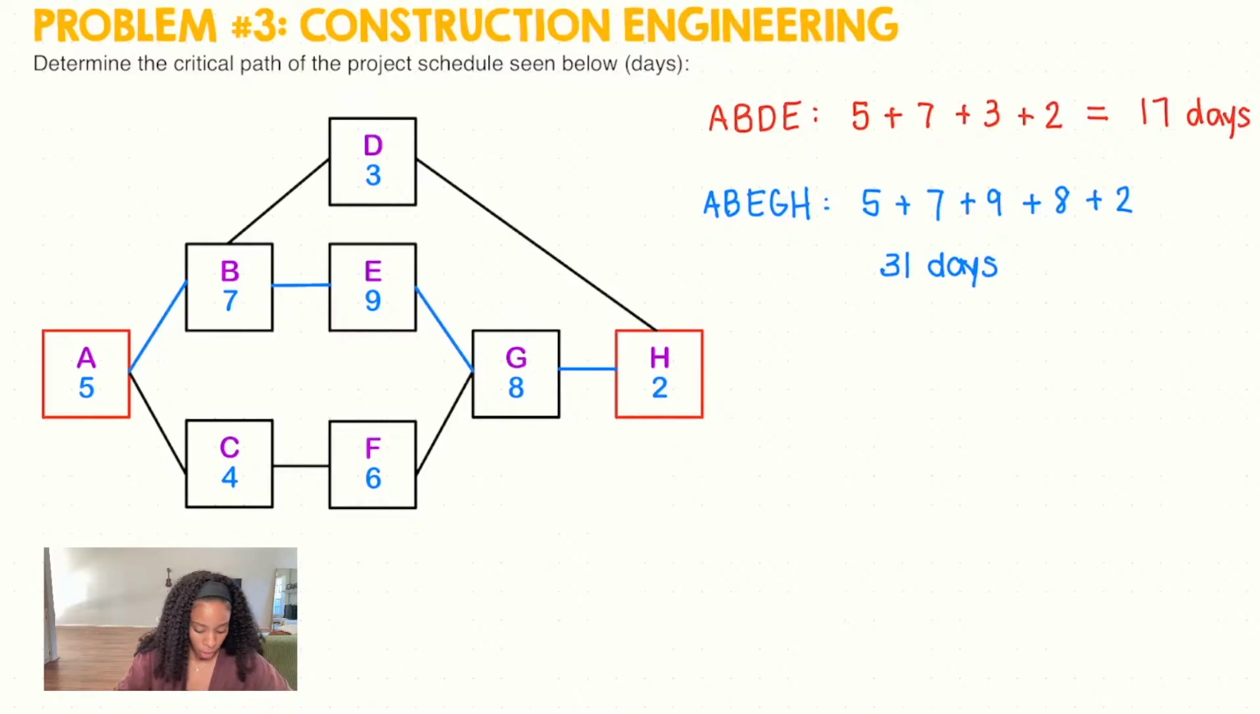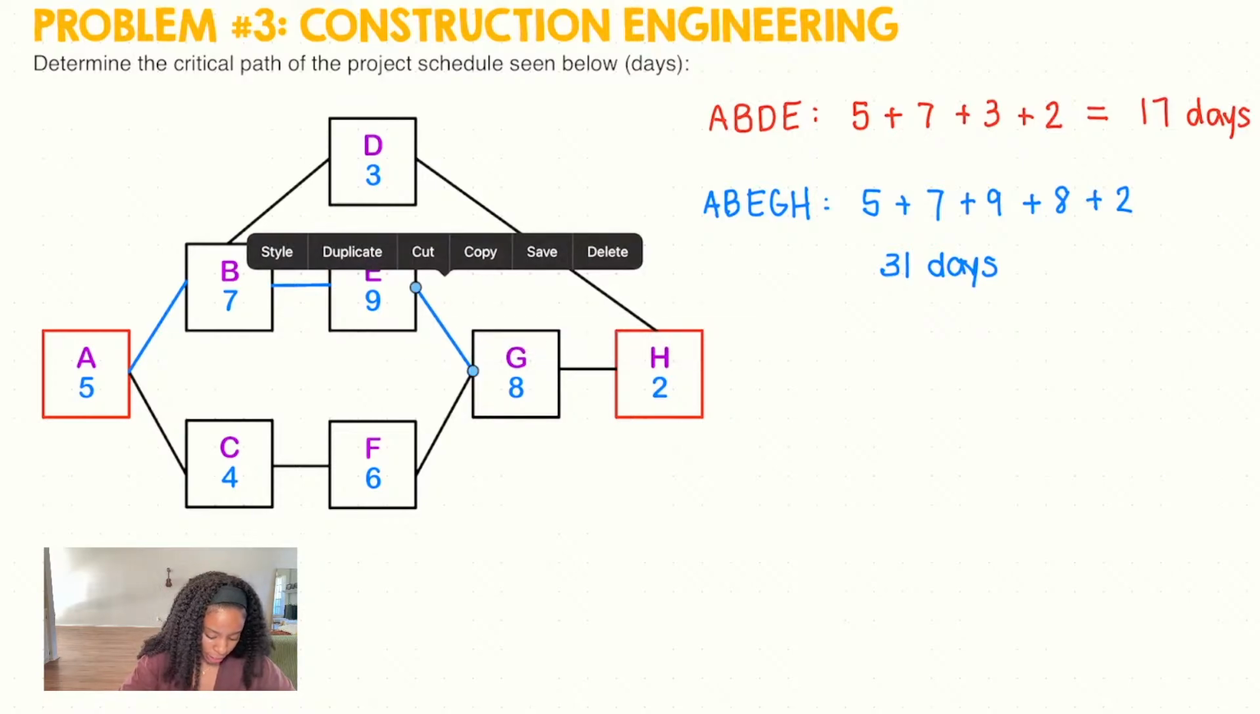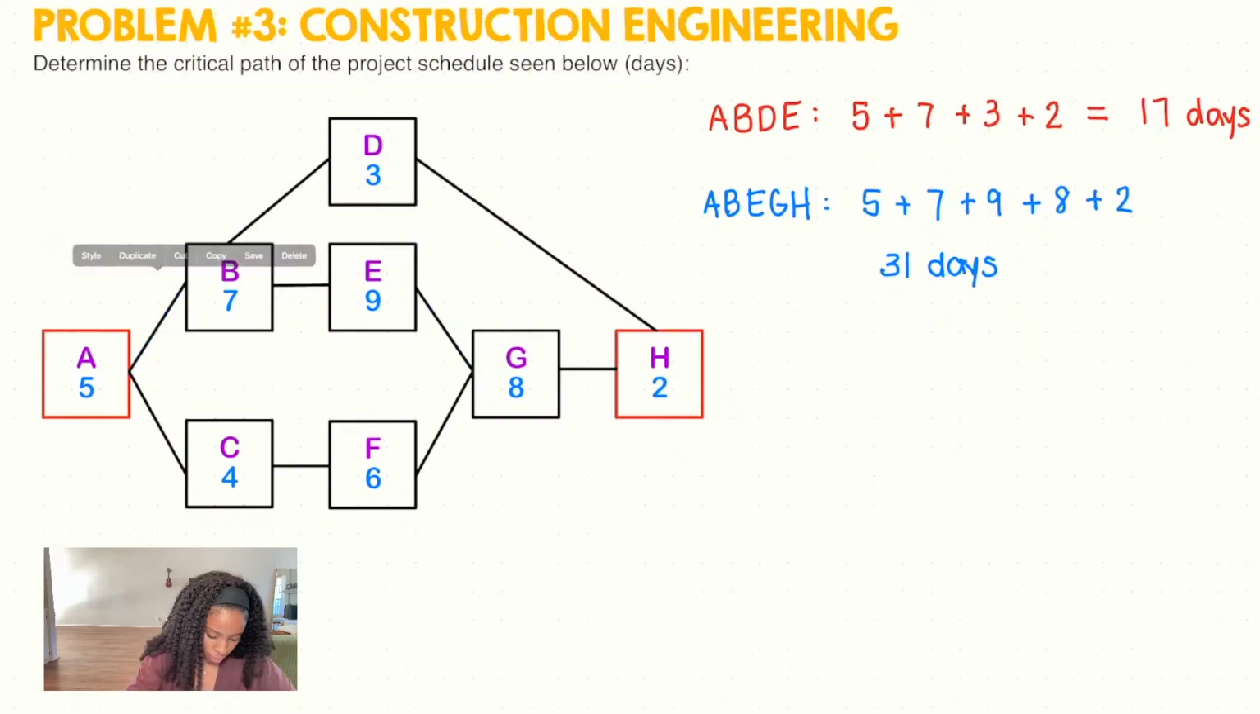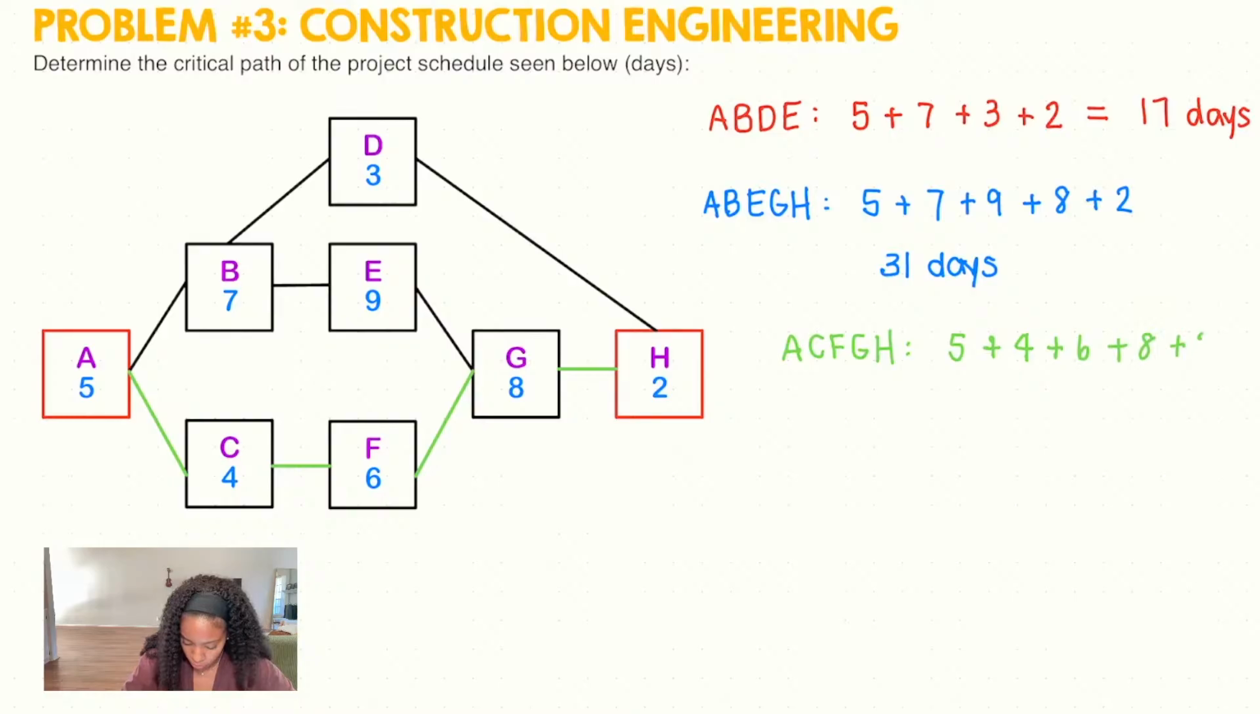Okay. And then the last path that we could take is A to C. Oops. A to C, C to F, F to G, and G to H. So A, C, F, G, H. We want to add up those days together. So we would get 5 plus 4 plus 6 plus 8 plus 2. And just quick mental math here.